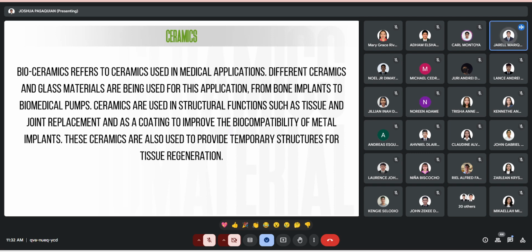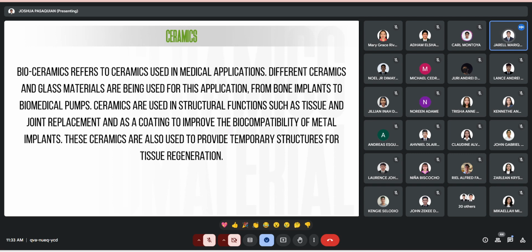So let's proceed to ceramics. Bioceramics are used in a variety of medical devices, from orthopedic implants like hip and knee prostheses, to dental crowns, and even innovative tissue regeneration technologies. The remarkable properties make them ideal for use in the human body.